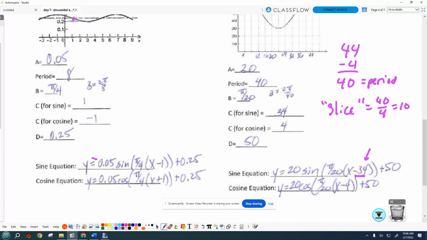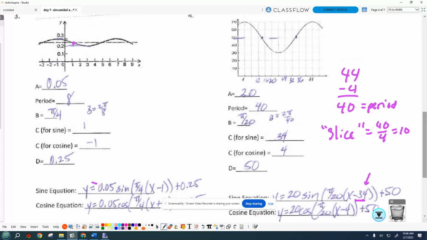But this guy's horizontal shift, every dot is a quarter of the period apart. It started at 4, a quarter of the period went from 4 to 44, so the period is 40 units. Add 10 to get to this x equals 14. Add another 10 to get to this 24. Add another 10 to get to this 34, which is where this shift comes from.